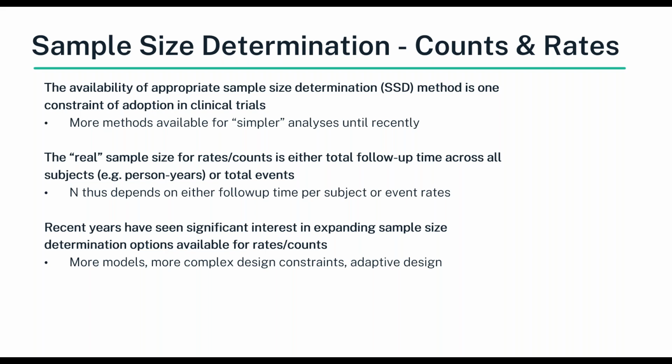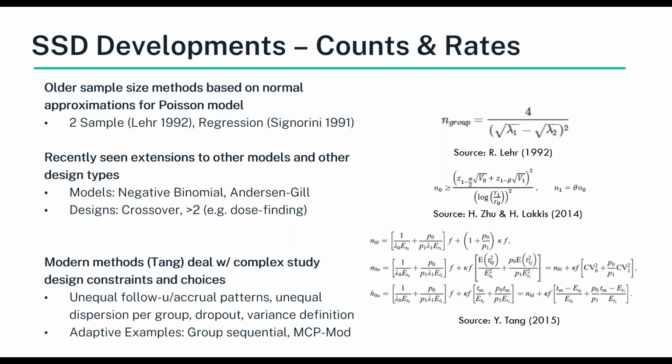Okay, so just to quickly touch on the recent developments, until quite recently, the vast majority of sample size methods available were just based on the Poisson model for counts and rates, like the two-sample case from Lair in 1992, or the regression-based case from Signorini in 1991.